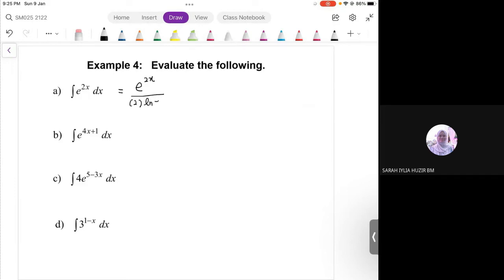And then ln base. Ln e tu tak tulis pun tak apa. Saya tunjuk je mesti tulis so that we can simplify it more. So final answer we get e to the power of 2x over 2 plus c.